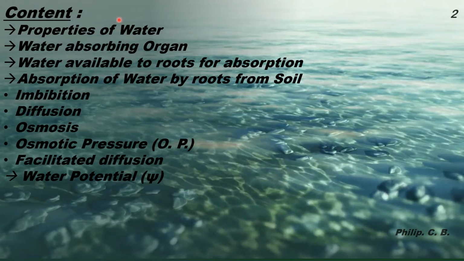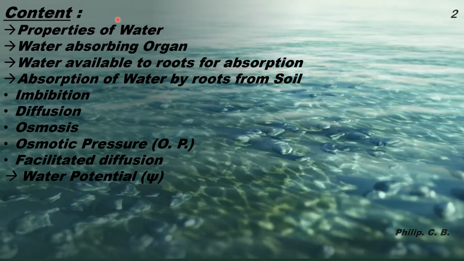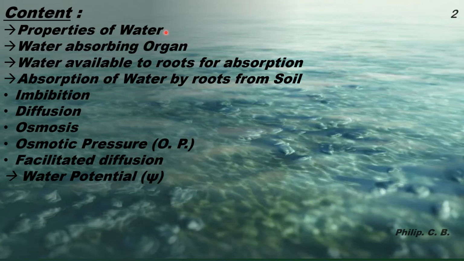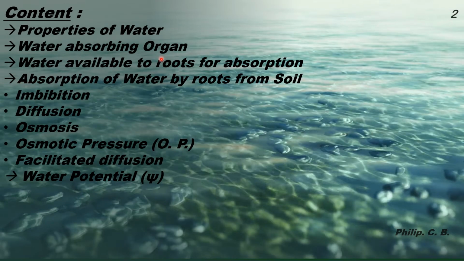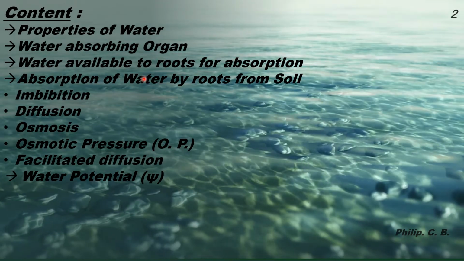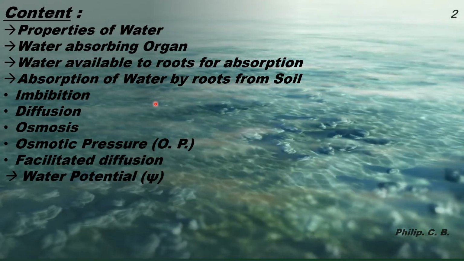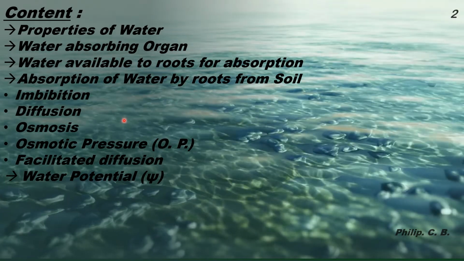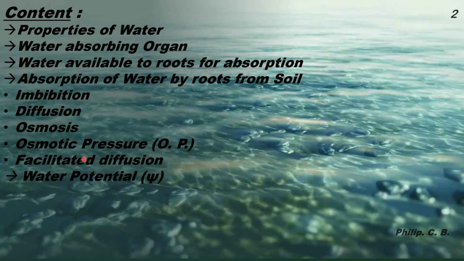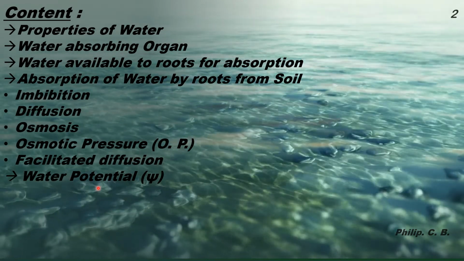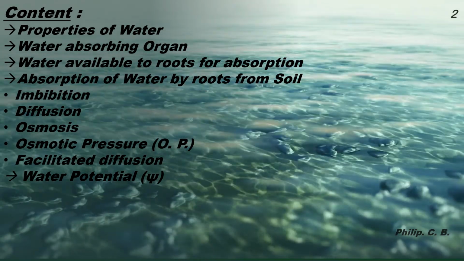Now here the content, what you are going to learn in this particular part of the video: properties of water, water absorbing organ, water available to roots for absorption, absorption of water by roots from soil, that is by process of imbibition, diffusion, osmosis, osmotic pressure, in short OP, facilitated diffusion, and water potential given by the symbol psi.